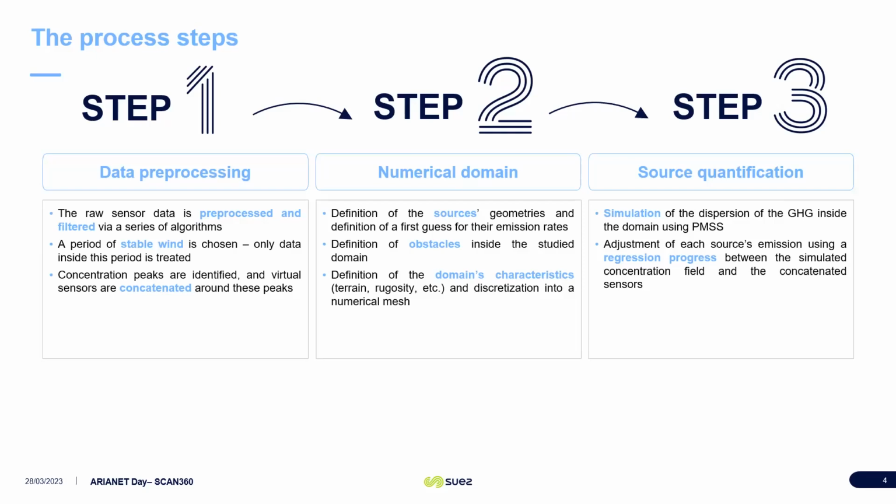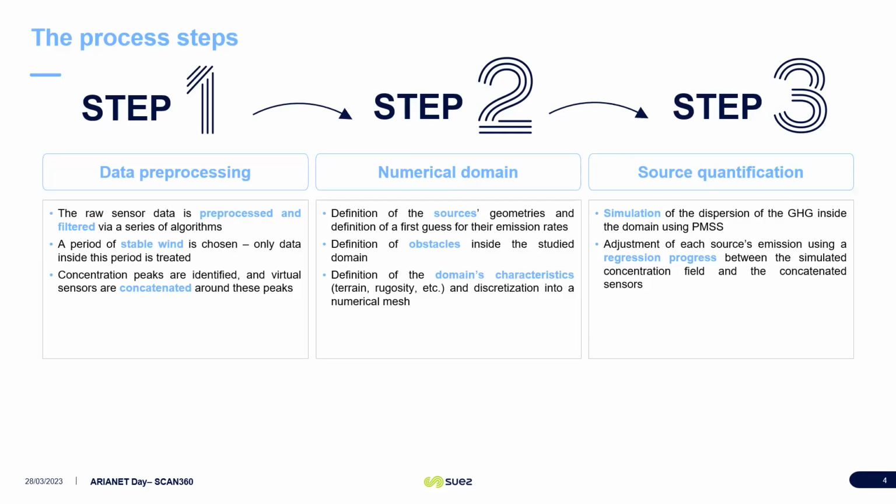In step 2, we will then construct the numerical domain. So basically defining all the sources, their location and their geometries. Then we also take a look at obstacles, if there are any in the region. And we will then define the domain's characteristics, such as the rugosity or the terrain height. All of that leads to a numerical mesh, which we will then use for the dispersion modeling. Once we have performed the second step, we have defined a first guess for all the sources for the emission.